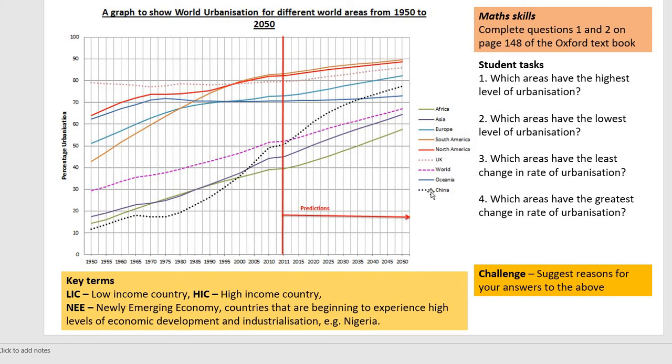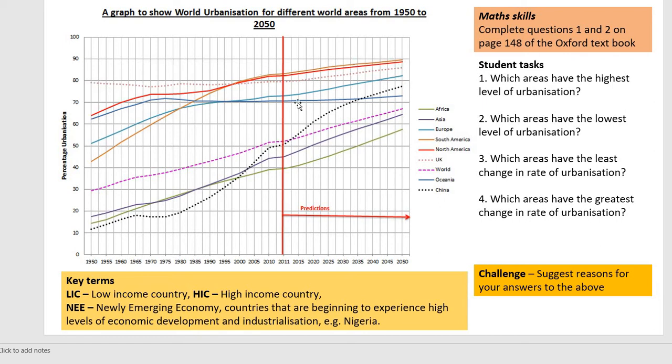Whereas if we compare that to China, which is this black dot here, China starts in 1950 with a very low level of urbanisation, probably about 12%. It then increases really rapidly, so its rate of urbanisation, its rate of change, is really quick. Then by 2050, we've got an urbanisation level of about 77%.